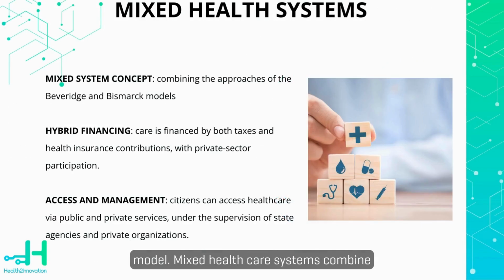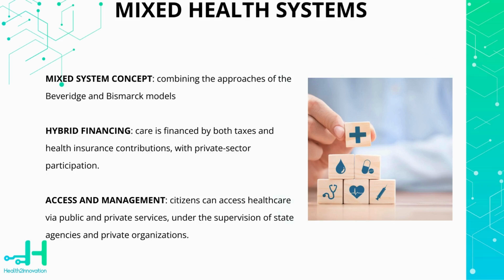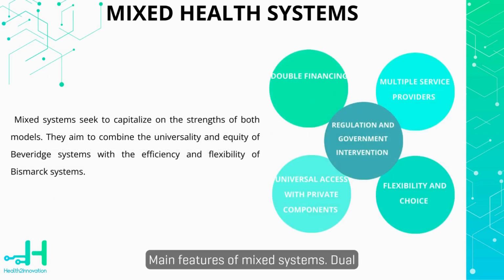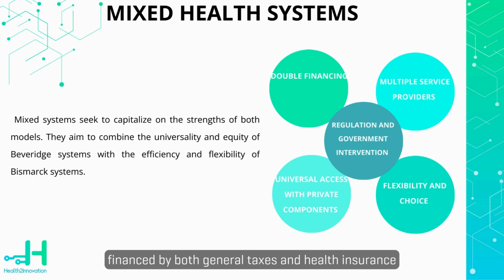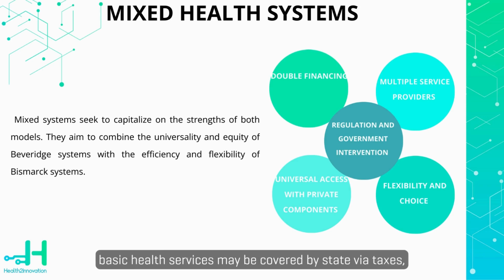Mixed healthcare systems combine elements of the two main models for financing and organizing healthcare: the Beveridge model, financed by general taxation and managed by the state, and the Bismarck model, financed by health insurance contributions with private sector involvement. Main features of mixed systems: dual financing. In a mixed system, healthcare can be financed by both general taxes and health insurance contributions. For example, some basic health services may be covered by the state via taxes, while others, such as specialized or supplementary care, are financed by private or social insurance.